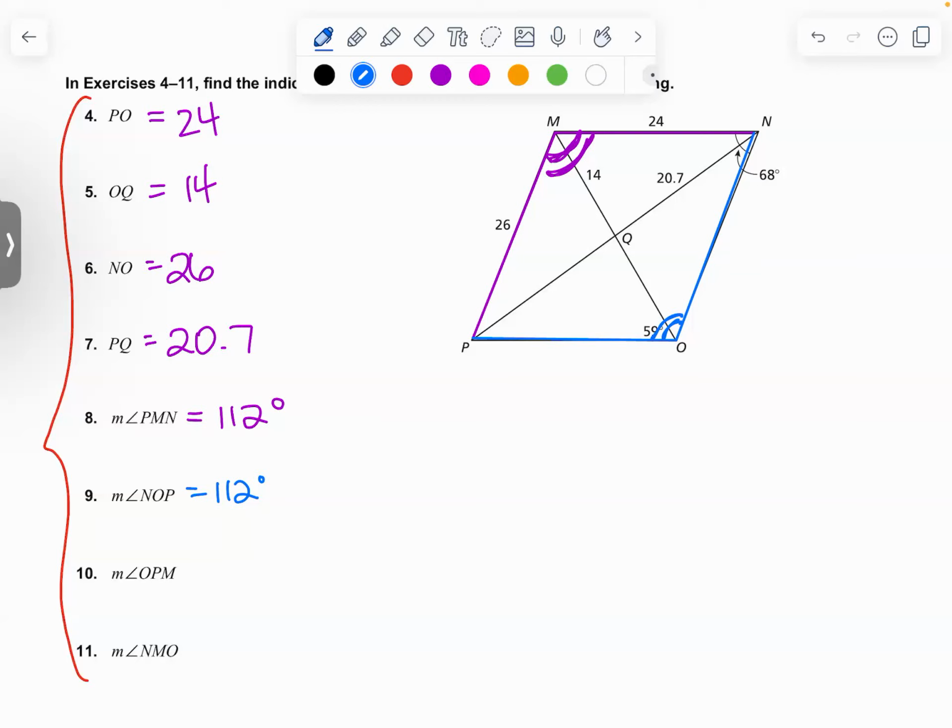Cool. So what about OPM? What about this angle right here? OPM, that's going to be 68. Okay, you don't need your glasses. What about NMO? What's this angle? That's 59 because they're alternate interior.